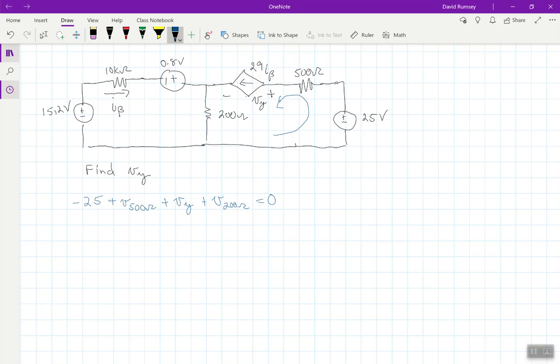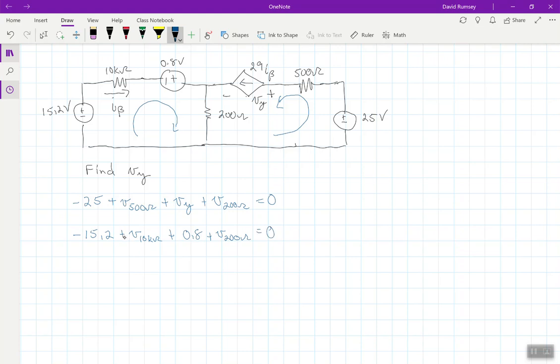So one thing we might say is, okay, let's look at another loop here. Another somewhat reasonable loop to look at would be this other loop inside here. If I look at that loop, I would get an equation of coming in on the negative side: negative 15.2 plus the voltage across the 10k ohm resistor plus 0.8 volts plus the voltage across this 200 ohm resistor again. And this is equal to 0.